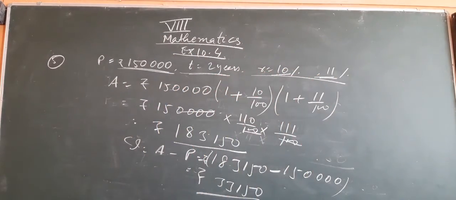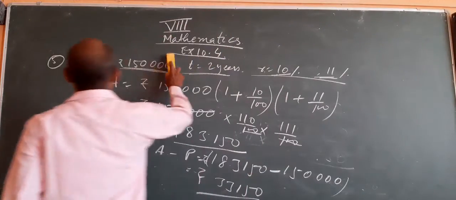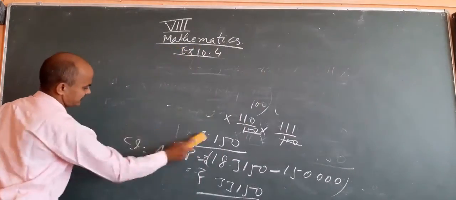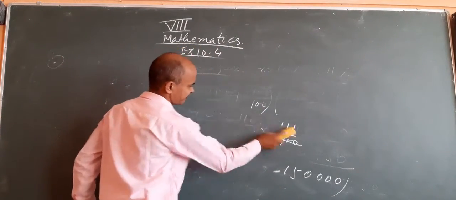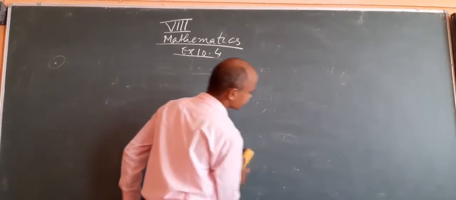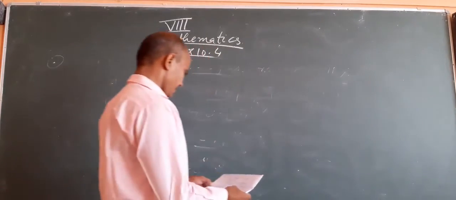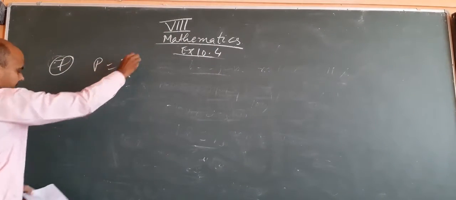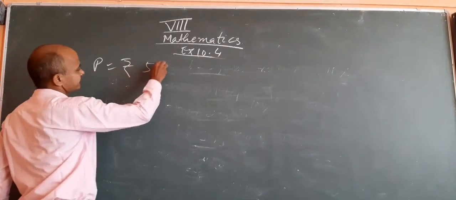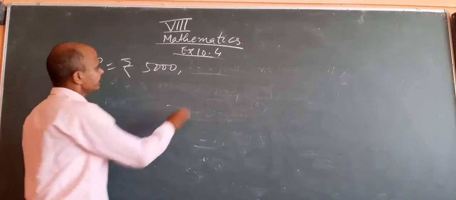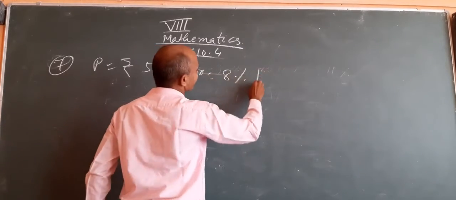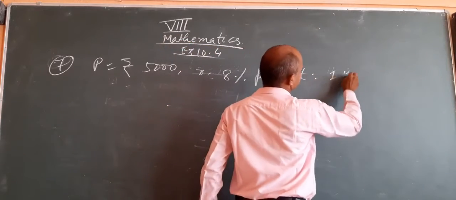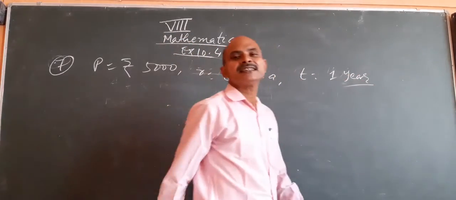Question number 7. See the question. What is the principal, rate and time? What is different in this question? Question number 7. Principal is rupees 5,000. Rate is 8% per annum. And time is 1 year.